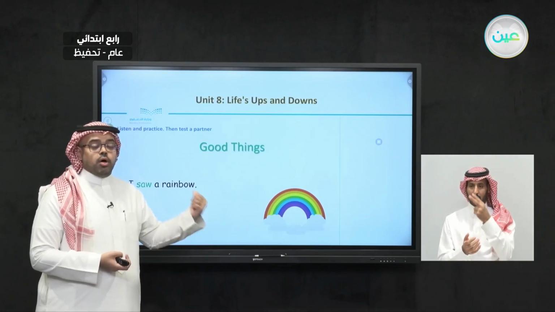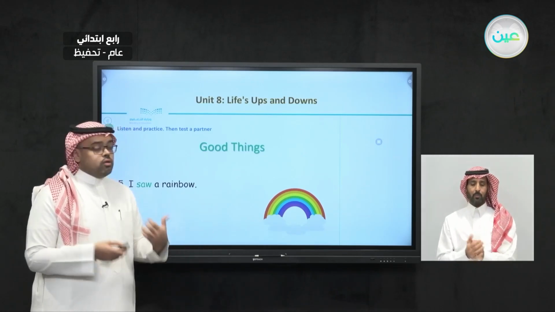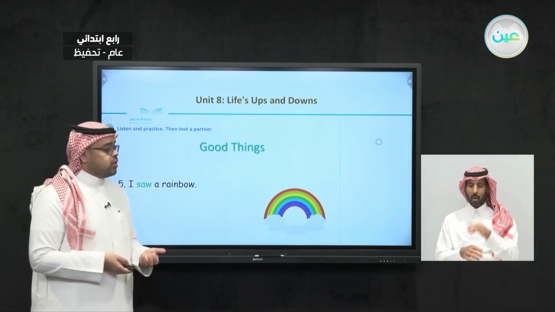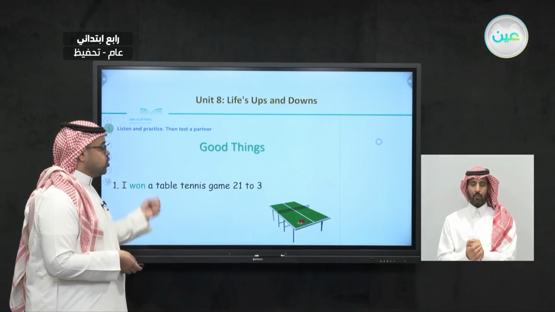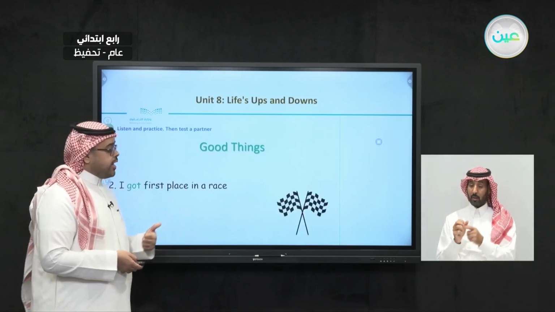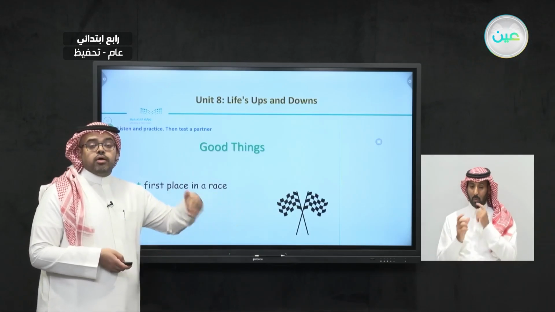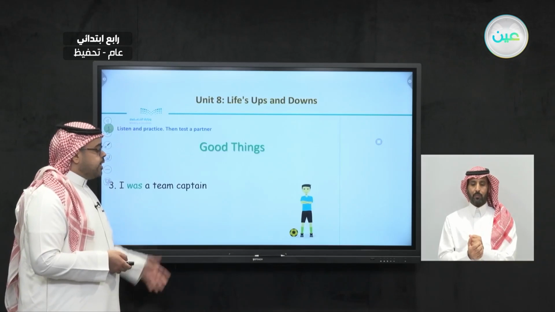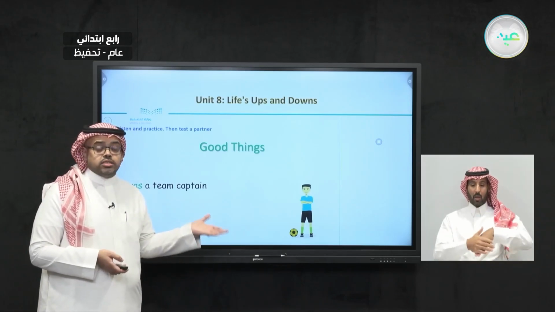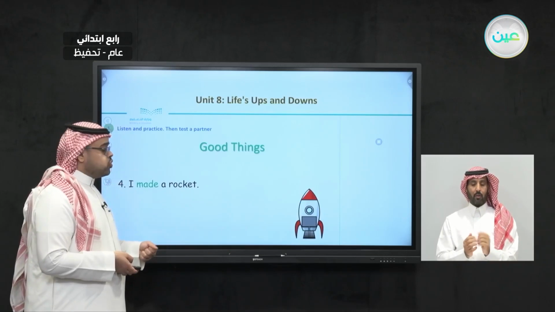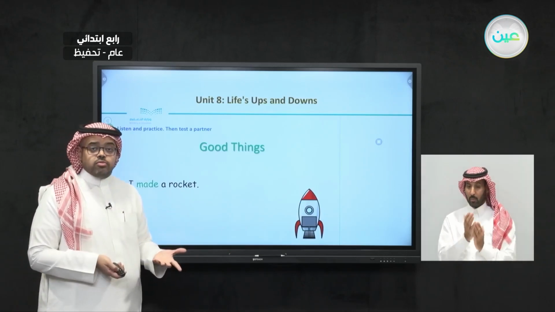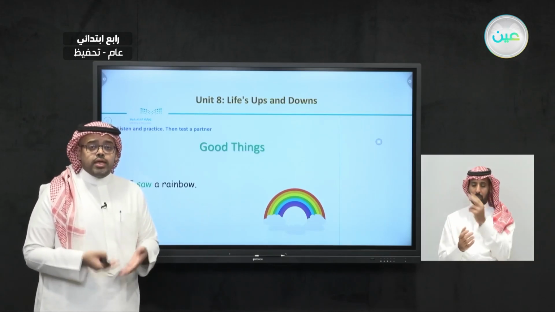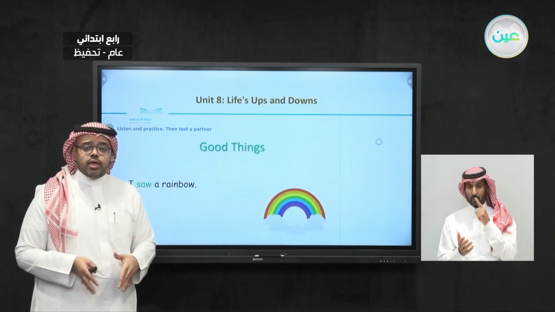I saw a rainbow. Now, all of these are examples of the good things that people can have. So for example, as we said, you can win a game and you can win a race by reaching the first or the second place, and you can be a team captain, and also you can make something, or you can see beautiful things.